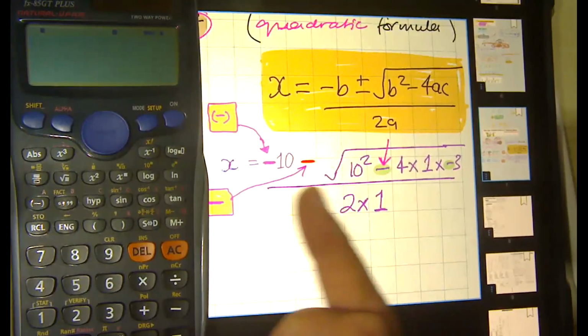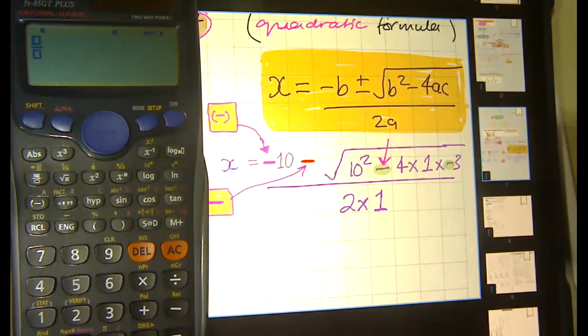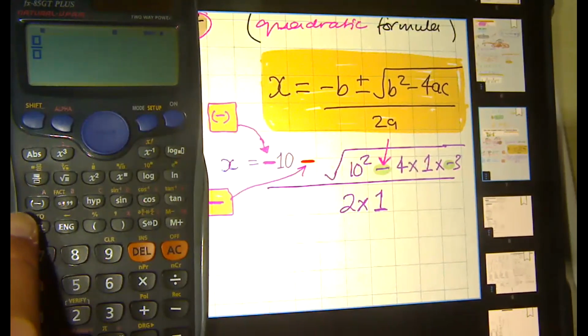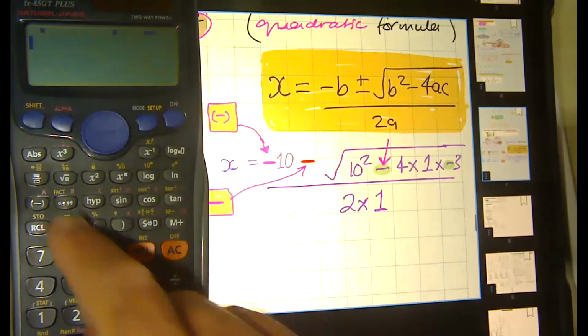So we're gonna first of all put in the fraction by pressing the fraction button here. So we got a fraction. Now remember I told you about the little baby minus? The little baby minus is there. Can everybody see the little baby minus? That's the baby minus, and that's the normal minus over here. Oops, sorry, I got a bit excited there.